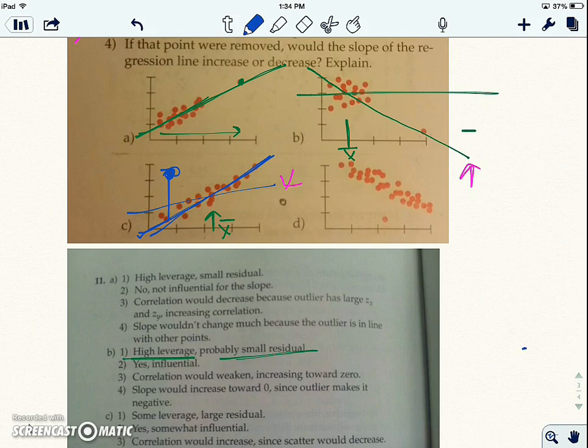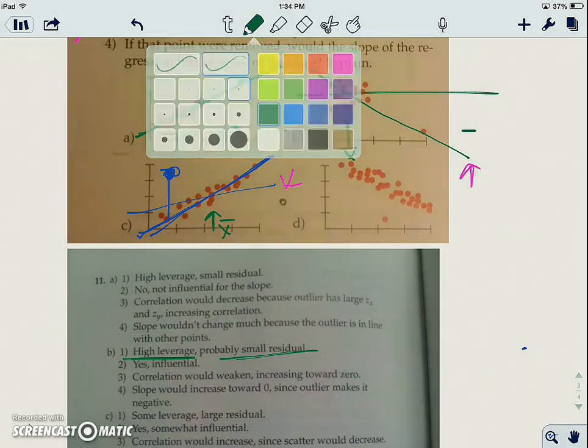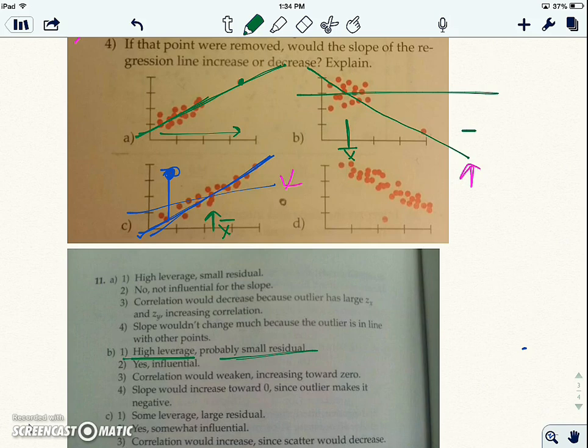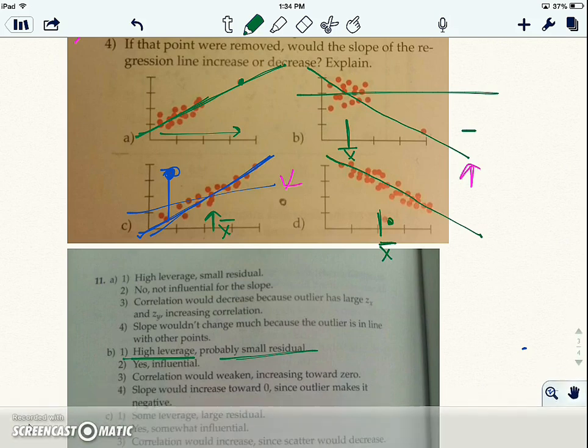Finally, for D, I'm drawing these in almost as if this point doesn't exist. The line of best fit would probably go through there. With this point, maybe a little different. Our average x looks like it's here. So this point right away, I can tell you has low leverage. It's pretty close to the average x.